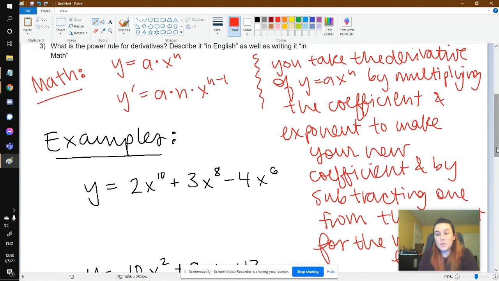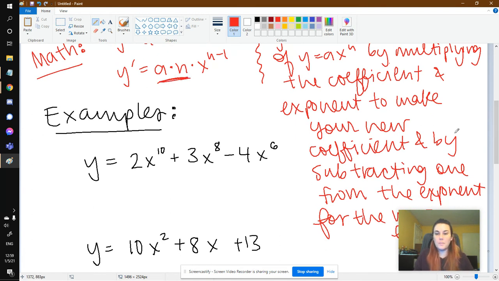As always, these notes are posted on Schoology if you want to read through them later. But yeah, again, I just said the same thing I said while I was writing down the math version, which is you take the derivative of this function, this a times x to the power n, by multiplying the coefficient and the exponent, so the a and the n, to make your new coefficient. That's the new number out front. And then by subtracting 1 from the exponent for the new exponent.